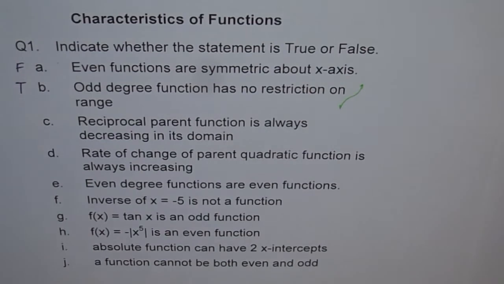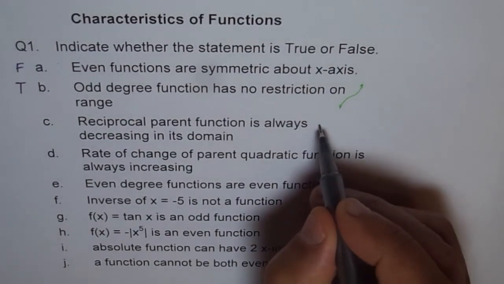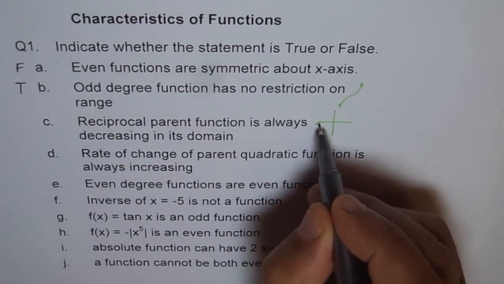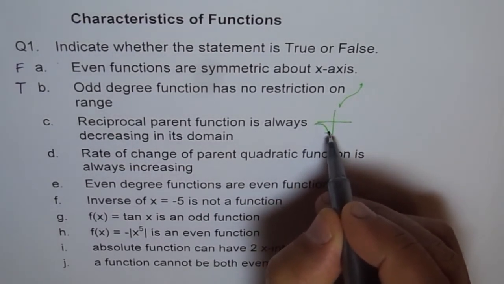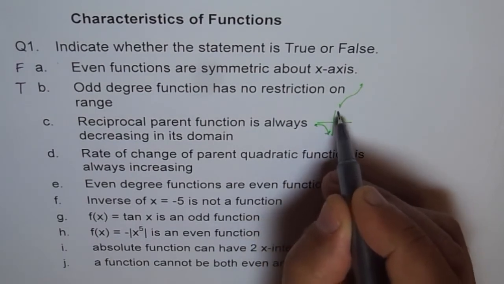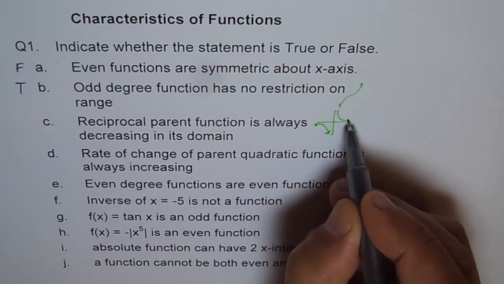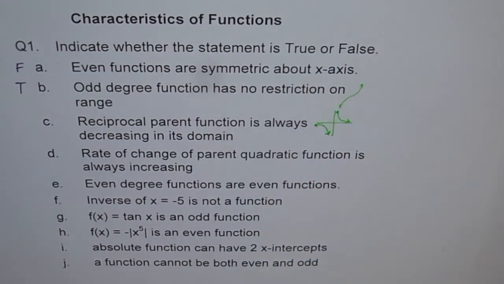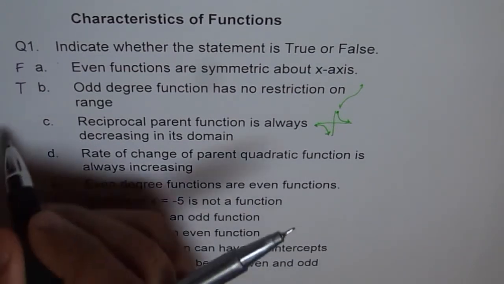Reciprocal parent function is always decreasing in its domain. Think about it. How does reciprocal parent function look like? You see, like this. Do you see it is decreasing? Yes, it is. How about this? It is decreasing, right? Whenever you see a function, you see from left to right. And if you see left to right, it is decreasing, correct? So this statement is true.